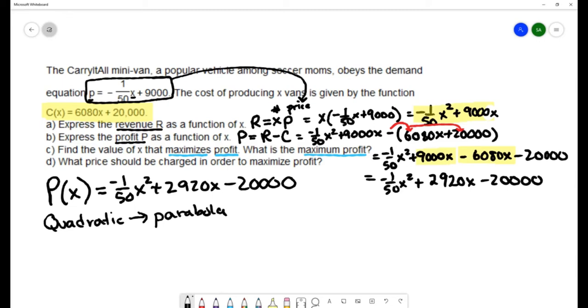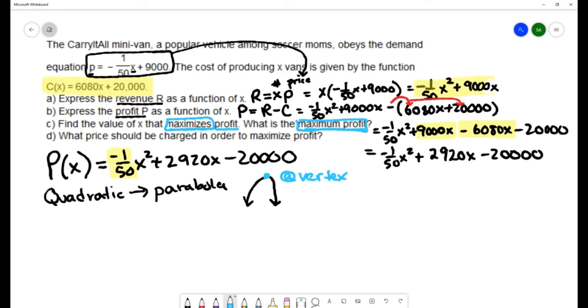And this particular parabola has a leading coefficient that's negative. And so we will have a parabola that is facing down. Now this is significant for us because this parabola represents profit, and we're looking for the maximum profit. That maximum profit will occur at the vertex. So the calculation that we're going to do to find the maximum profit and what value of x gives the maximum profit is to find the vertex.